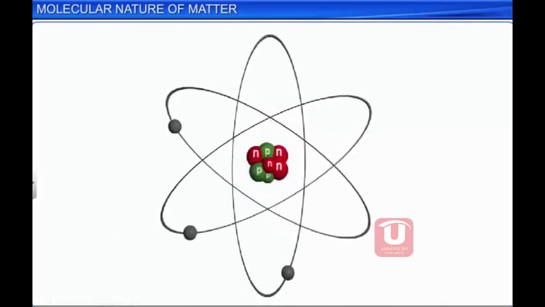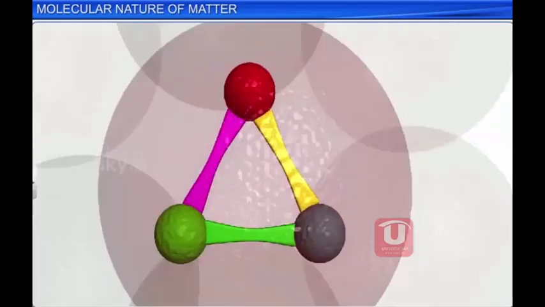Protons and neutrons together make up the nucleus of an atom. These protons and neutrons are further made up of quarks. It is believed that quarks may be further made up of string-like elementary entities.